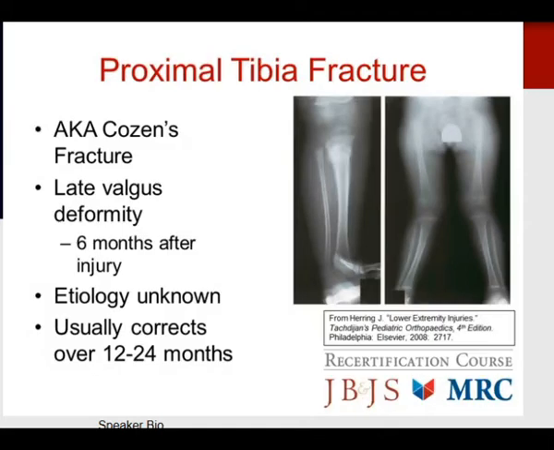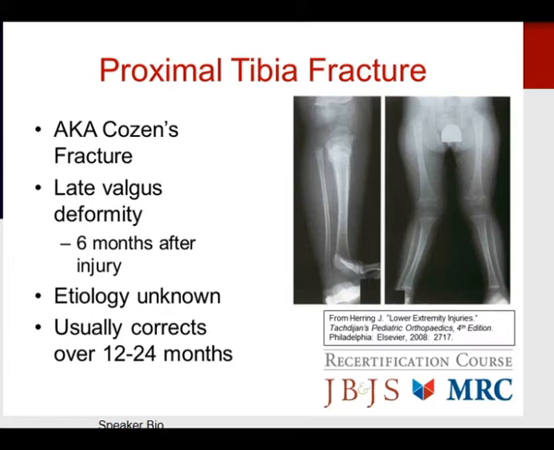Proximal metaphyseal tibia fractures are called Cozen's fractures. These are often the result of low energy, and they heal rapidly with application of a long leg cast. However, there is a risk of late valgus deformity, which can be quite disconcerting to the parents. This is because this usually appears 5 to 6 months after the injury, after the child has returned to full activity. The etiology is unknown, but the valgus deformity typically corrects over 12 to 24 months.